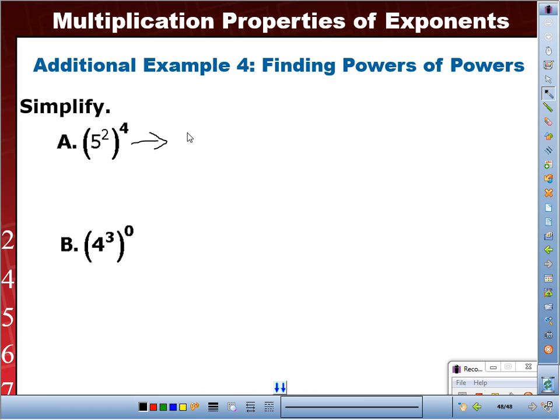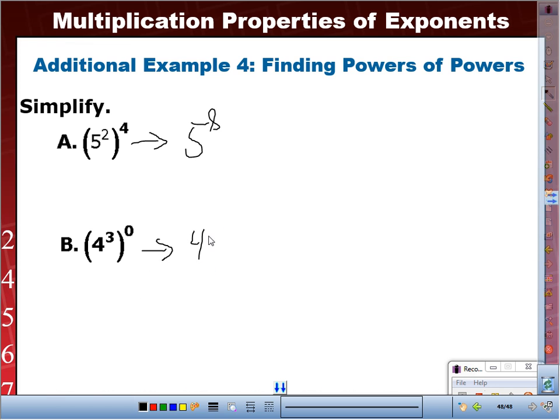Okay, this was 5 to the 8th. Hands if you got that. Okay, this one is 4 to the 0. Hands if you got that. And who went the extra step and said that it was 1? That is correct, because now we know the rule, right? Any number to the 0 exponent is 1.